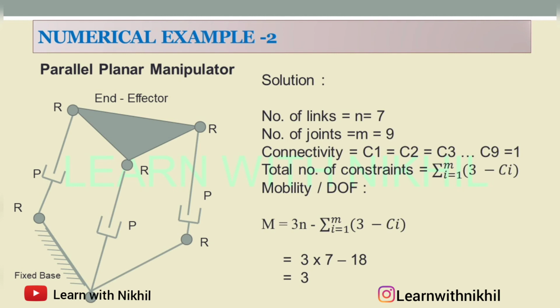So in a parallel planar manipulator, this is 3. And as you know, in a planar manipulator, the maximum number of DOF is 3, and you have got the solution as 3. So this is the perfect robot, and it is a perfect manipulator. It is neither redundant nor under-actuated. It is perfect, that is 3.